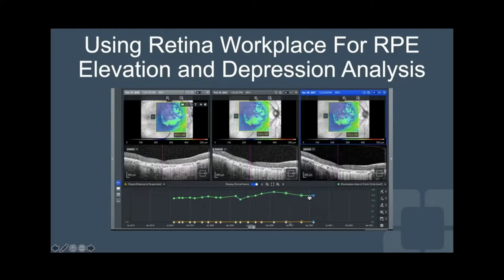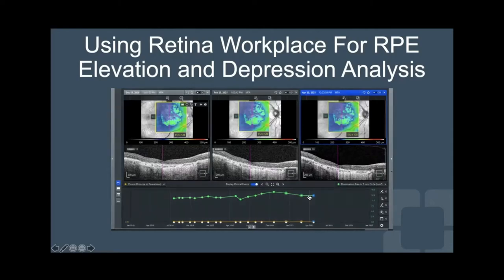And RPE subillumination, for those of you who aren't familiar with this, is akin to fundus autofluorescence. It's been linearly associated with the growth of geographic atrophy in those patients with this condition, looking at both FAF and SD-OCT subillumination. So it's a nice surrogate if you're not able to do an FAF in every patient. And so using the Cirrus software, again, using ZEISS Retina Workplace, I'm able to map that very easily and look at that over time.